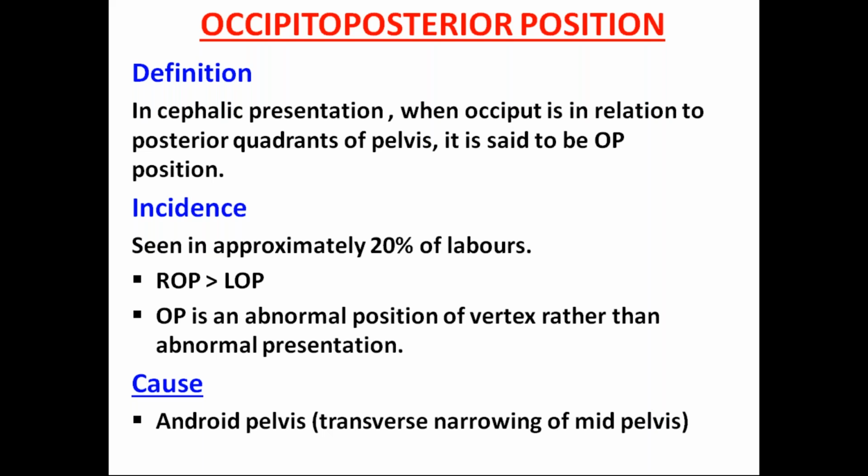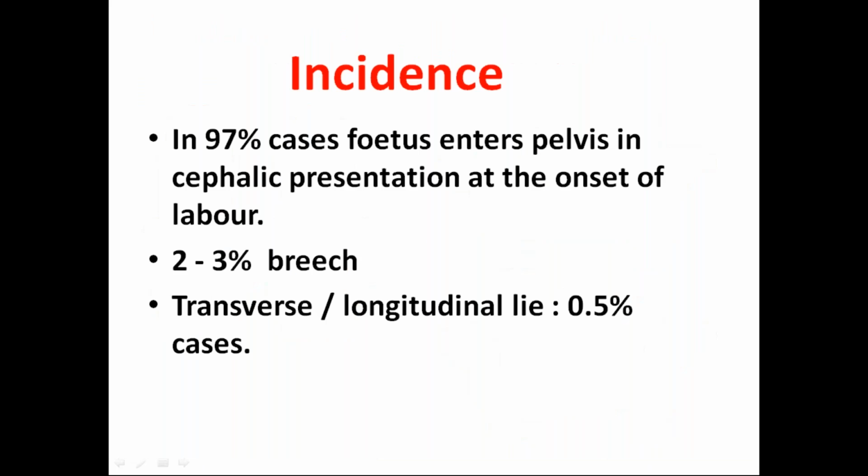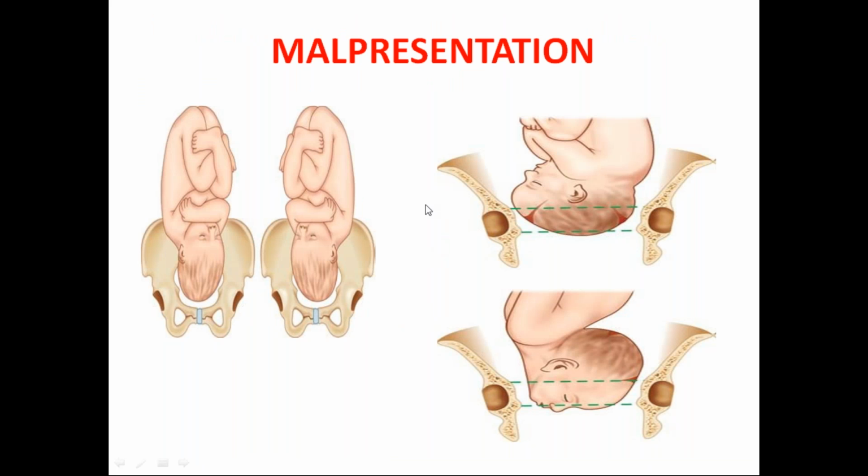So in occipital posterior positions, what is the denominator? Because it is vertex, it is occiput. When the occiput is in relation to the posterior quadrants of the pelvis, it is called occipital posterior. Normally it is anterior. Here it is posterior, as you have seen in this diagram. The occiput is in relation to the posterior quadrants of the pelvis, either on the right side or on the left side. ROP is more common when compared to LOP.